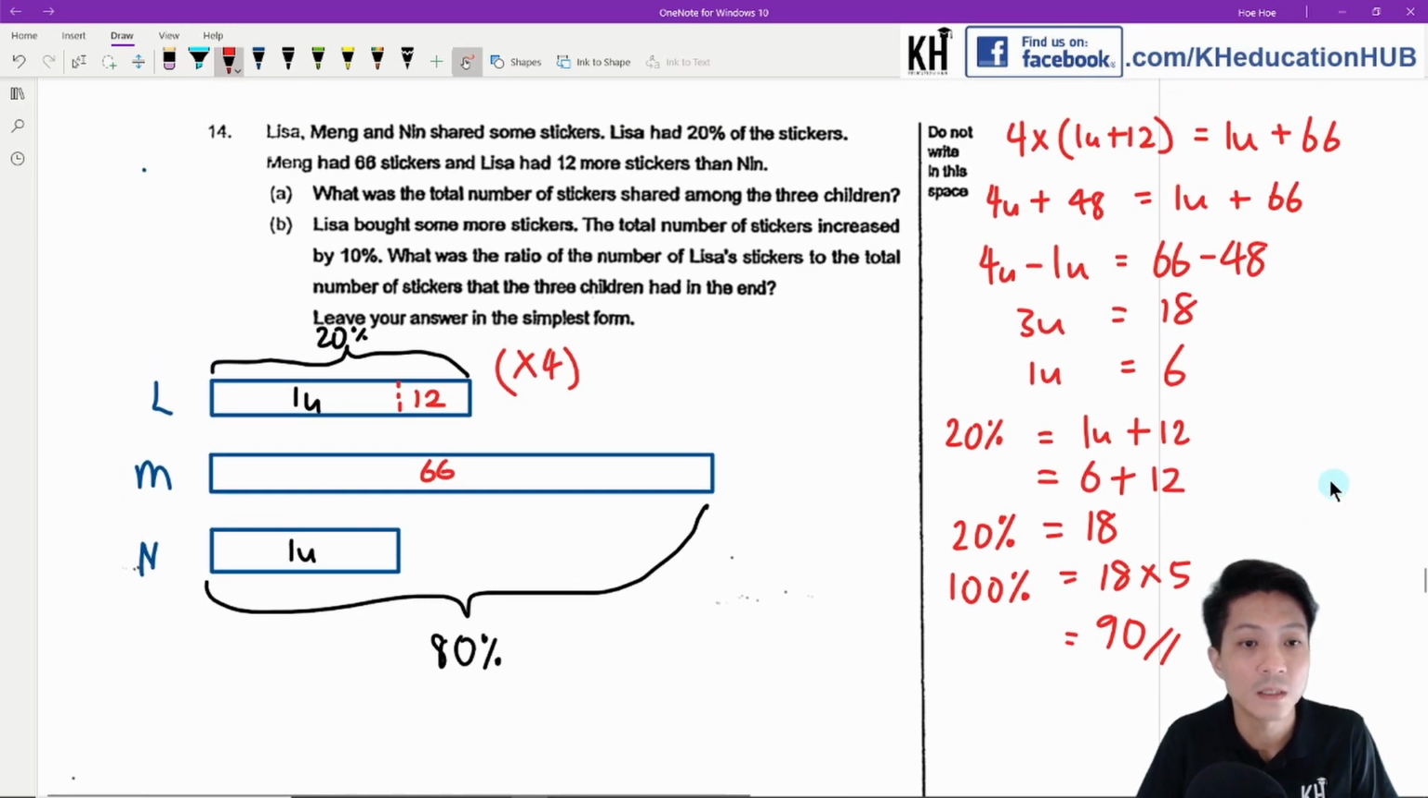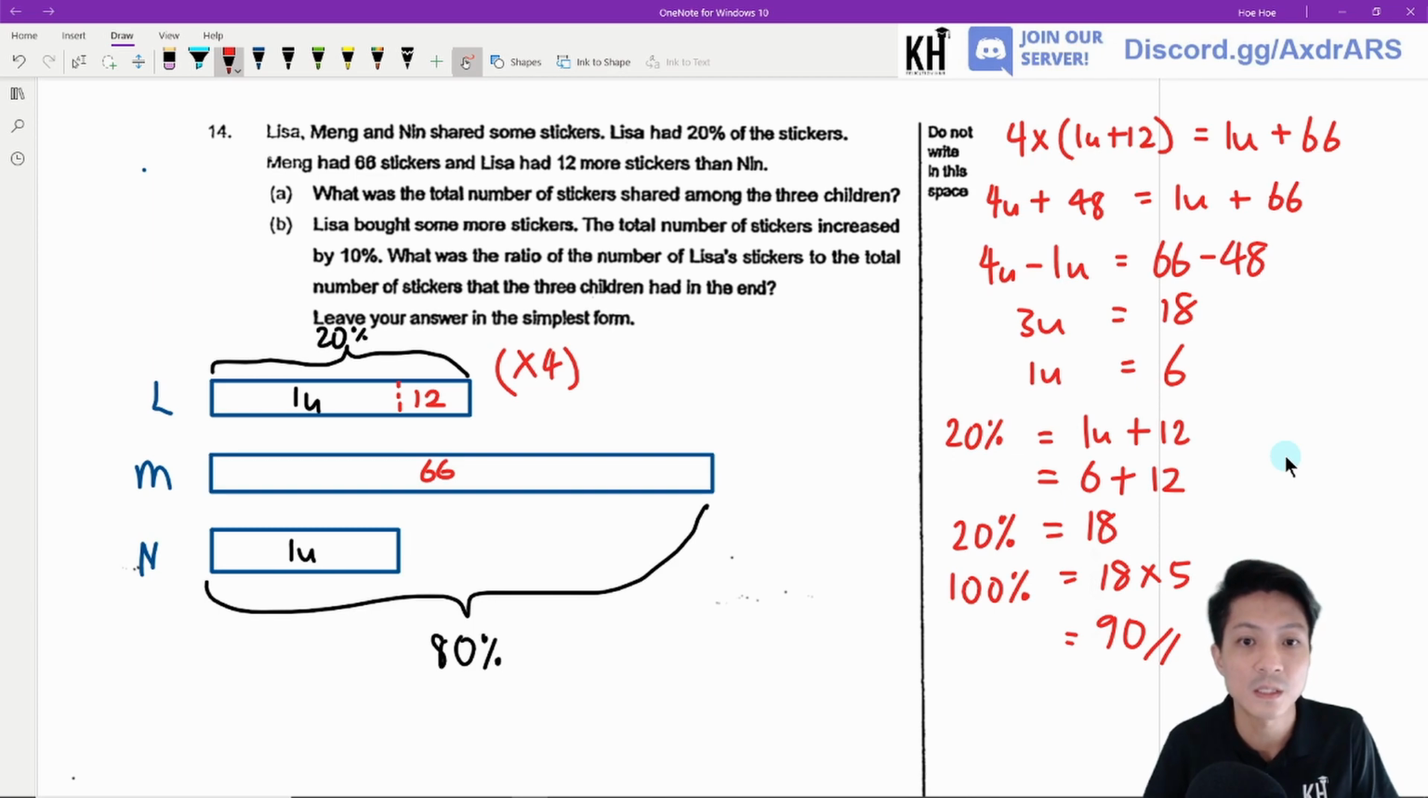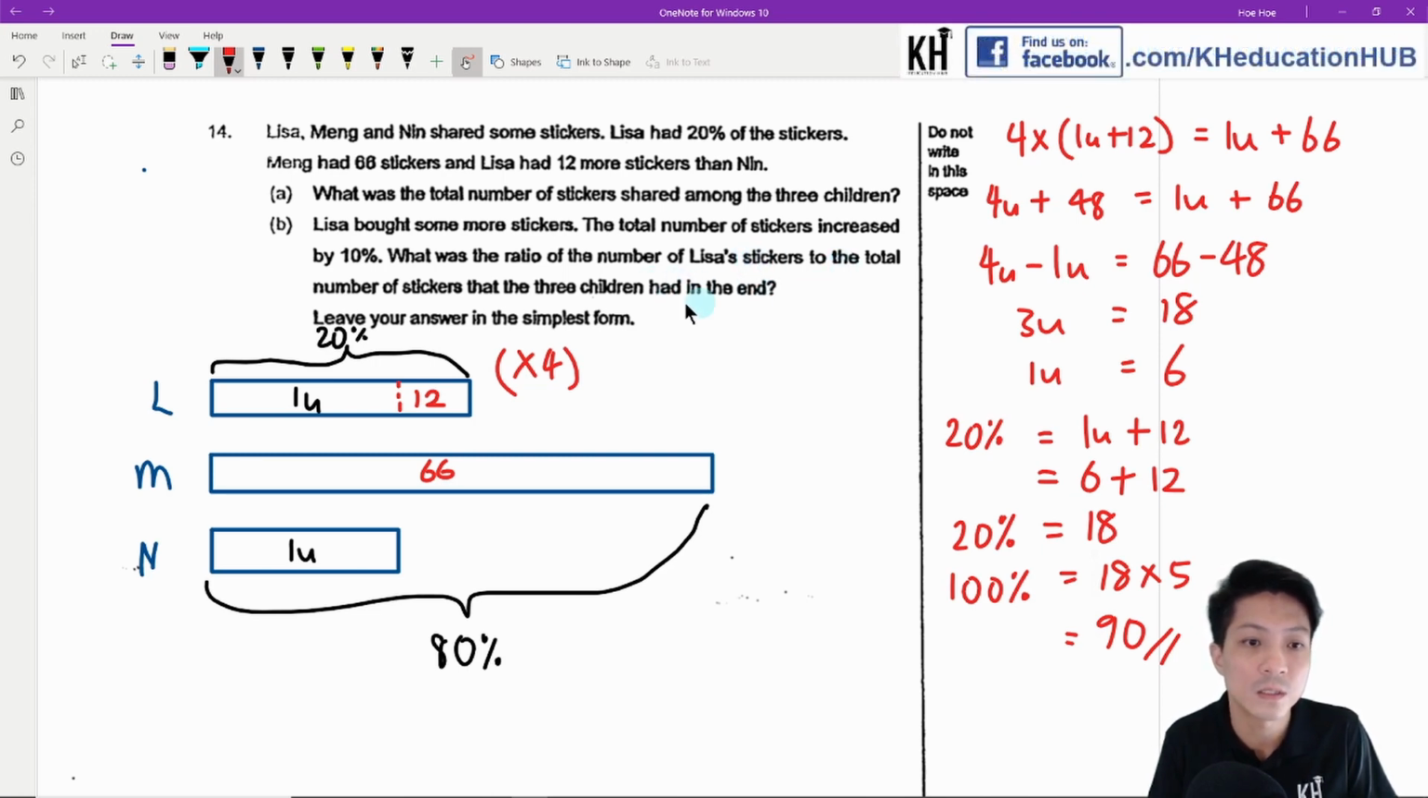Okay, part B, Lisa bought some more stickers. The total number of stickers increased by 10%. Okay, what was the ratio of the number of Lisa's stickers to the total number of stickers that the 3 children had in the end? Lisa bought some more stickers. The total number of stickers increased by 10%.